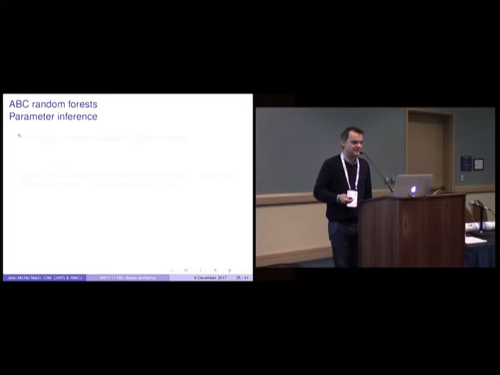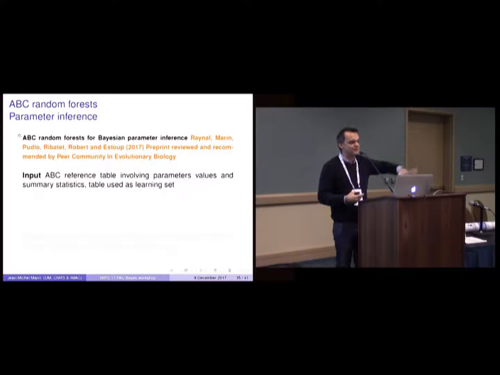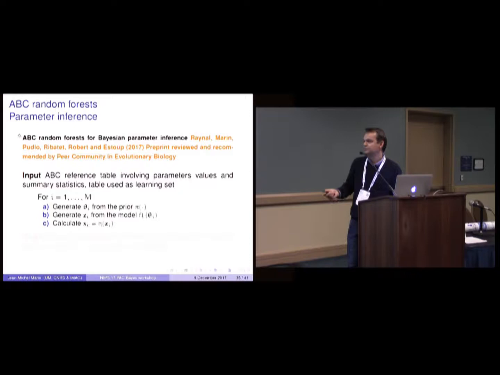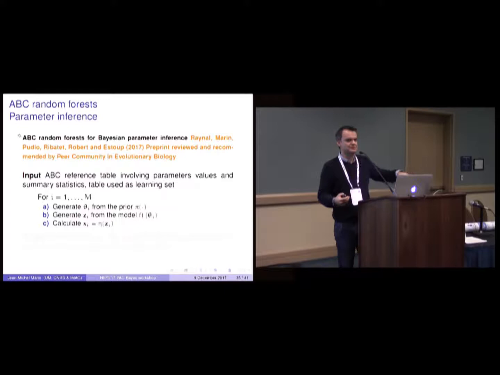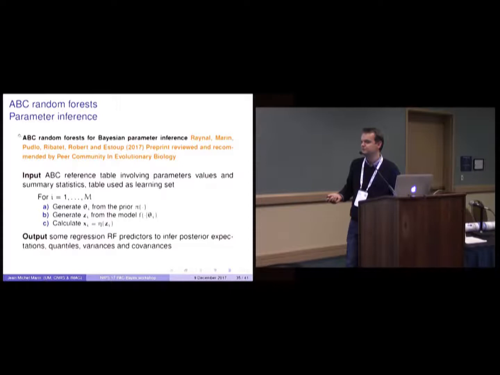we have exactly the same type of methodology for regression to estimate parameters. For parameter inference, I showed you how to select a model using this, and we can do the same to estimate a parameter. So the input is a reference table, and in the reference table you have right now the parameter value and the summary statistics, and you will learn. So this is a simulation of the reference table. You simulate the parameter value from the prior, you simulate the pseudo-observed data, you summarize, and you have in lines each simulation with the corresponding parameter value and the columns of the summarization. And the output is some regression random forest predictors, not only one, to infer posterior expectation, quantile, variance, and covariances.